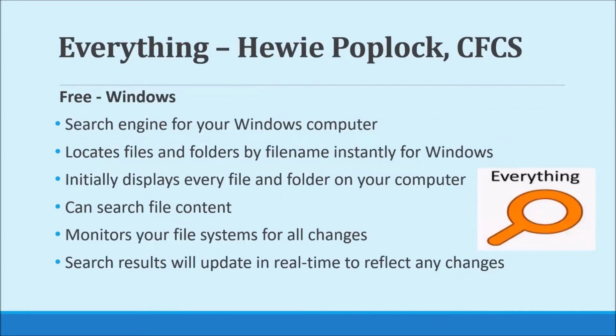Huey has a new thing. Reddit. You never know when you're going to find something good on Facebook. He has discovered something called Everything. It's a search engine for your Windows computer, to locate your files and folders by file name. He says, snap your fingers and you found it. It initially displays every file and folder on your computer. You can also look for file content. If your system changes, it keeps up to date with that.